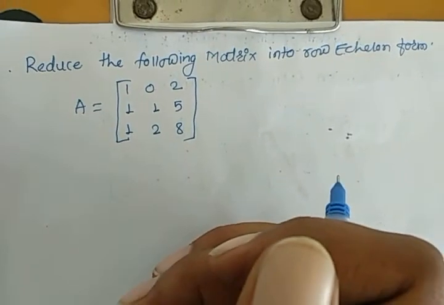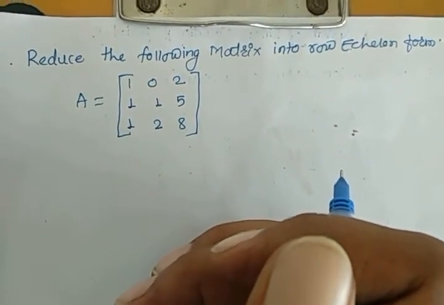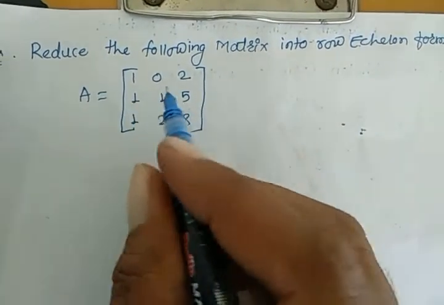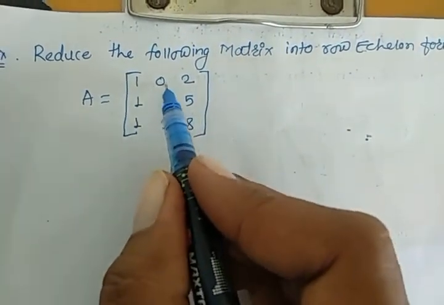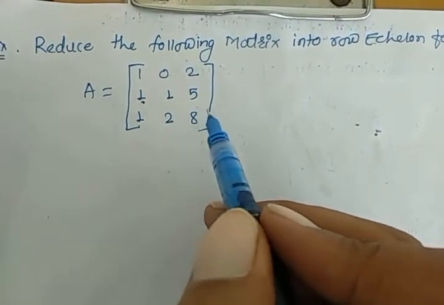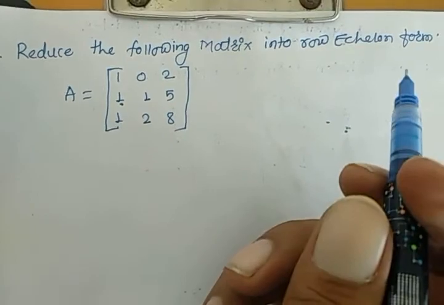Now we see the example. Reduce the following matrix into row echelon form. Here matrix A is given, which is first row 1 0 2, second row 1 1 5 and third row 1 2 8, which we have to reduce in row echelon form.